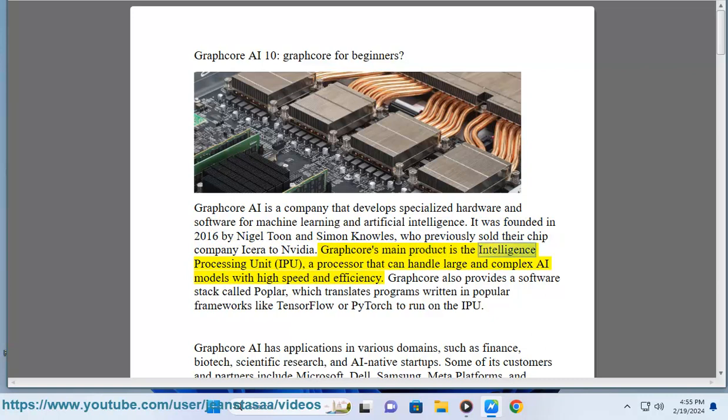Graphcore's main product is the Intelligence Processing Unit, IPU, a processor that can handle large and complex AI models with high speed and efficiency. Graphcore also provides a software stack called Poplar, which translates programs written in popular frameworks like TensorFlow or PyTorch to run on the IPU.